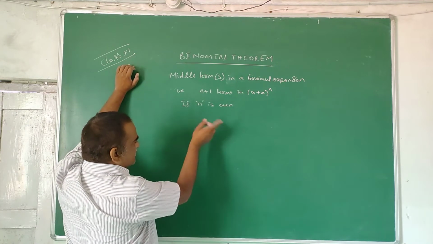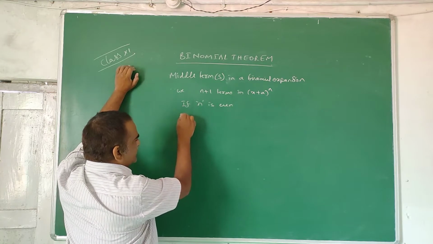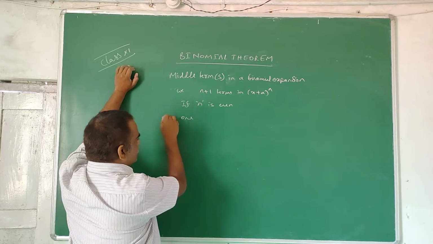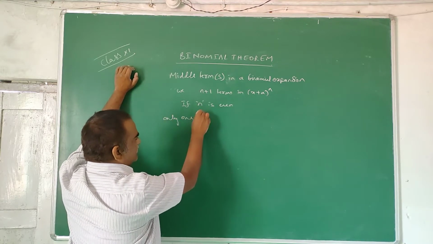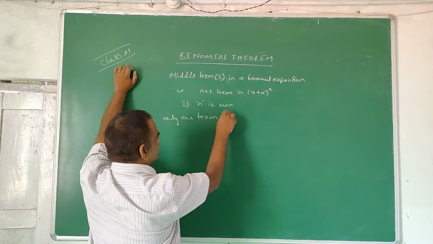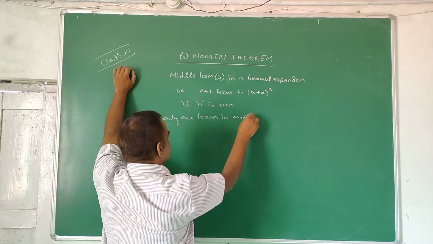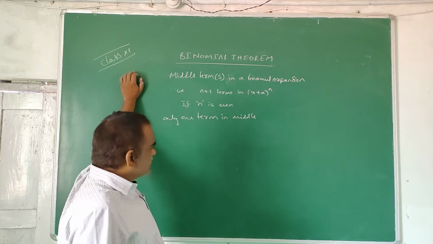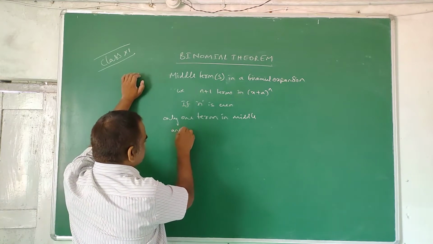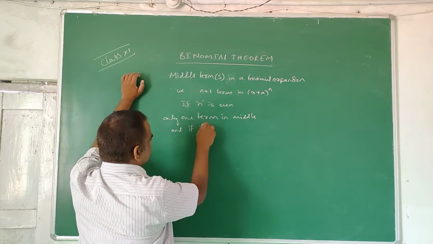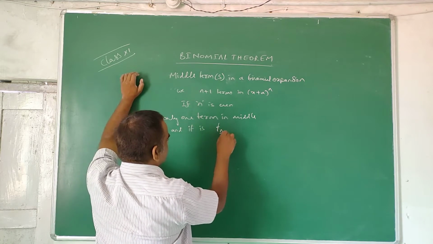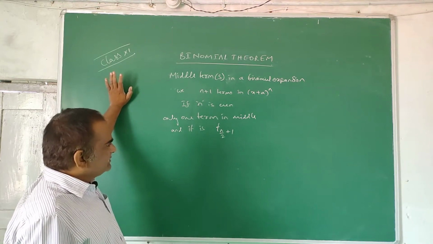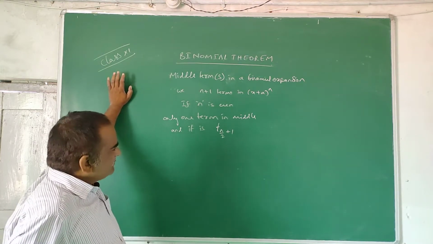Only one term in the middle when n is even. And it is the (n by 2 plus 1)th term. T of n by 2 plus 1 is the middle term. Are you following?